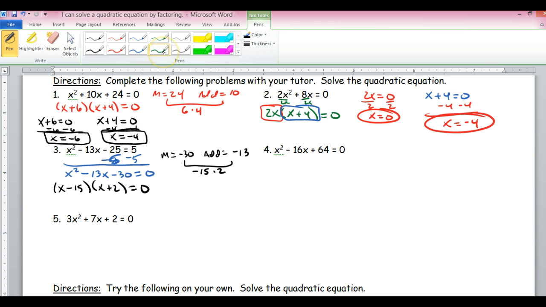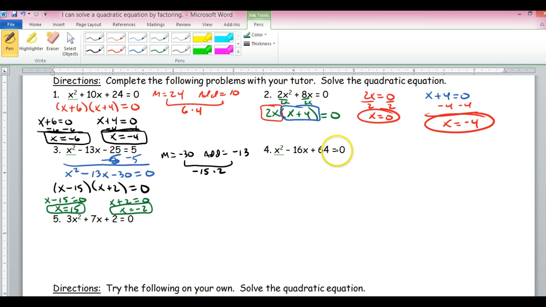Am I done? No. Once I factor it, now I have to set each of these factors equal to 0. When I solve here, I get x equals positive 15. That's one answer. And x equals negative 2. And that problem is done. Okay, so again, set it equal to 0, factor it, and then go ahead and set each factor equal to 0 and solve for x.